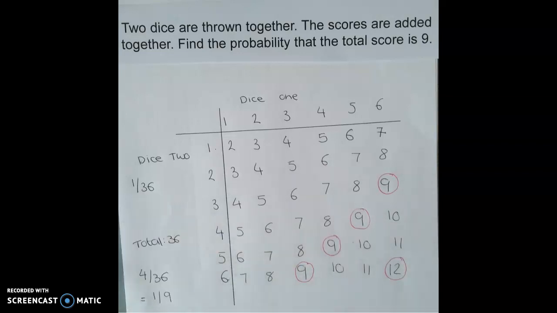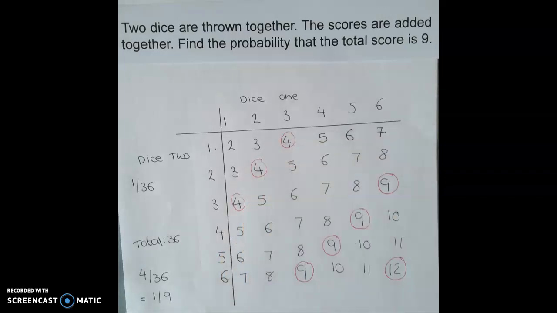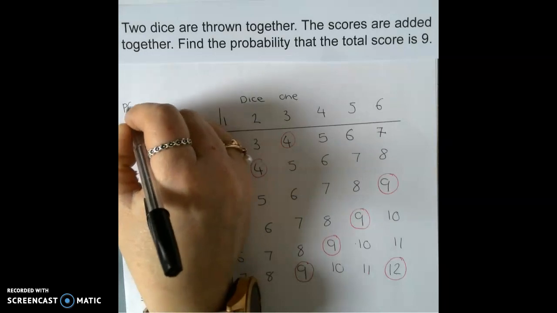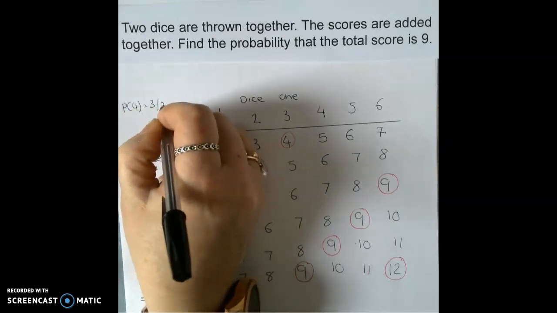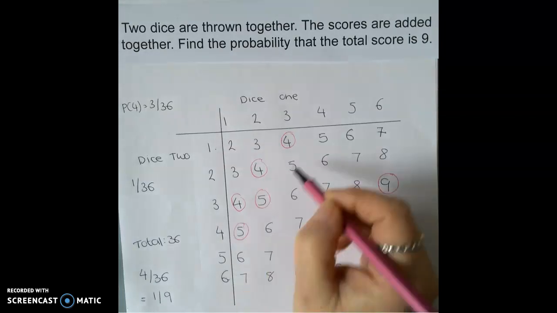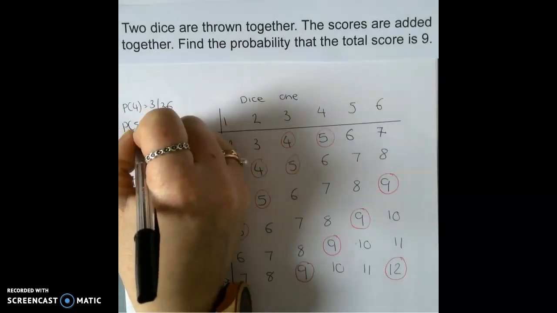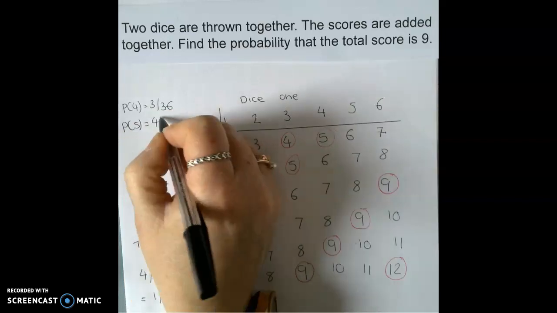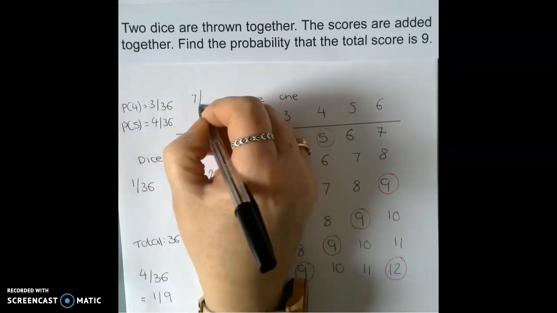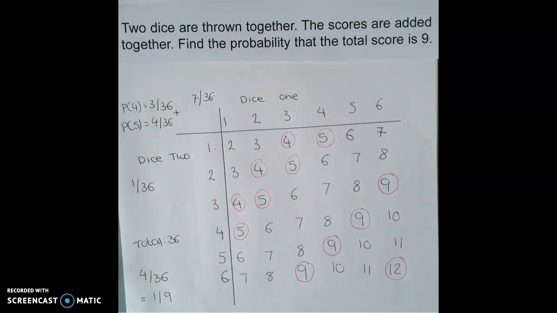And you could do that for any number. What is the probability of scoring a 5 or a 4? Well, we have the 4s here. So that would be 3 out of 36. So the probability of scoring a 4 is 3 out of 36. And the probability of scoring a 5, well, we have 1, 2, 3, 4 5s. So we would just add them together, and that equals 7 out of 36.